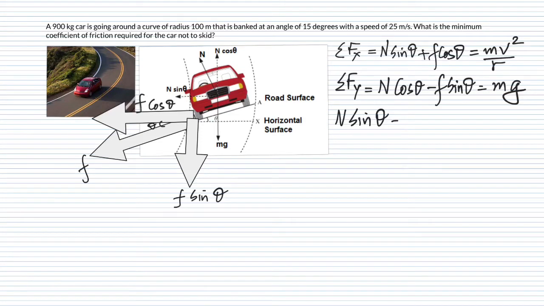Now, there are a lot of steps that you have to do to bring mu into the equation and to separate it to one side. Okay, so first of all, I've substituted for friction as mu times N in that equation.